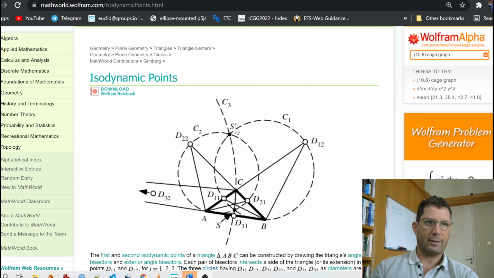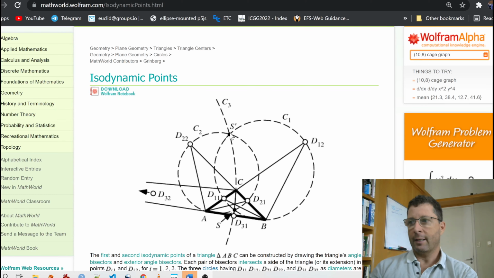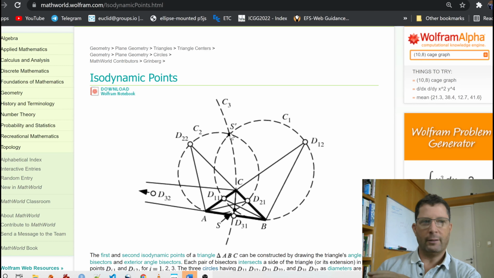What this page explains is that these two points S and S prime, which in the Encyclopedia of Triangle Centers are labeled X15 for the interior first isodynamic point and X16 for the exterior second isodynamic point, can be constructed via the intersection of these three dashed circles, which are known as the Apollonian circles.